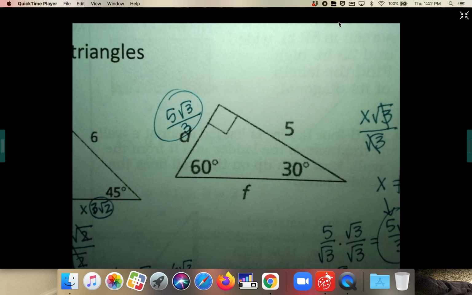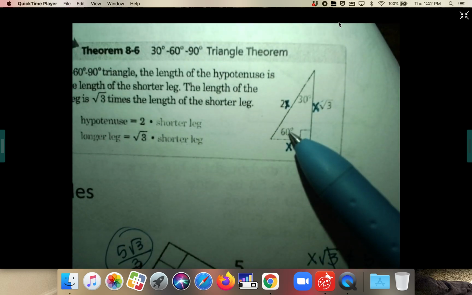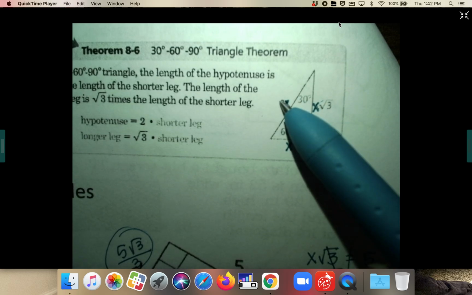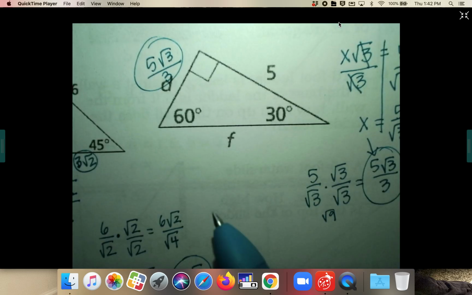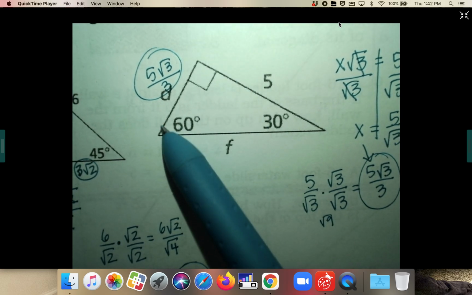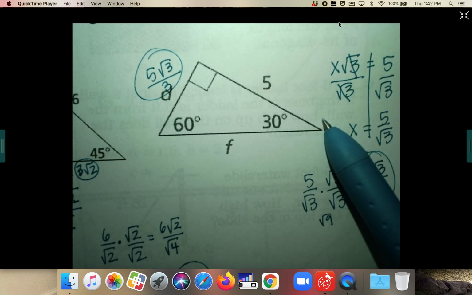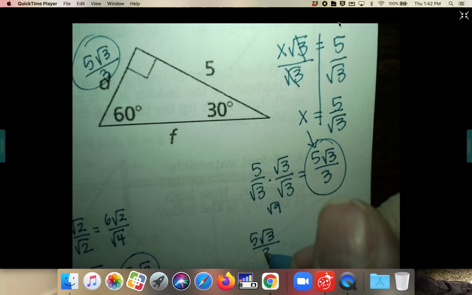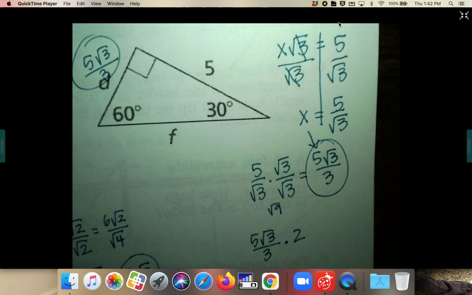All right, and then let's look at how to find the long leg. If we know the short leg, we just double it to find the hypotenuse. So whatever x is, you just take 2 times x. This is what x is, though. It was 5 root 3 over 3, so I'm just going to multiply it by 2. So I have 5 root 3 over 3 times 2.